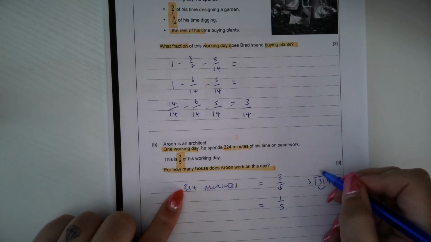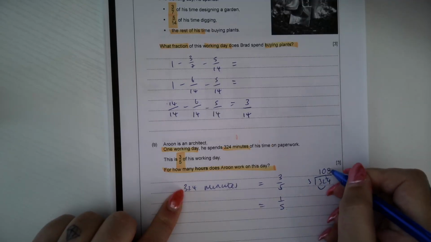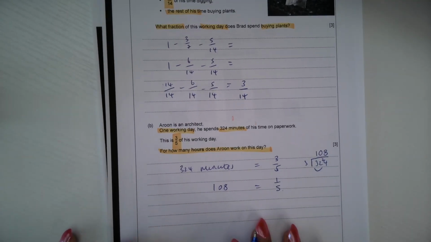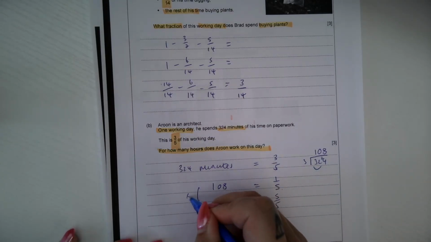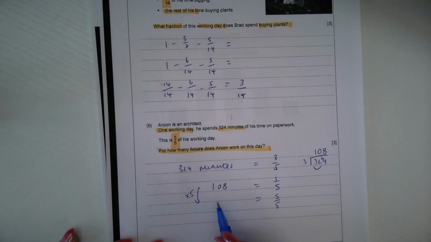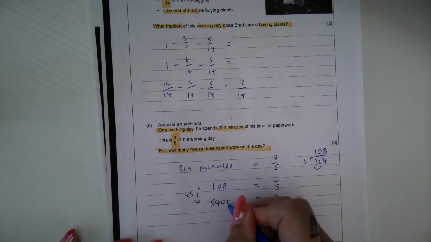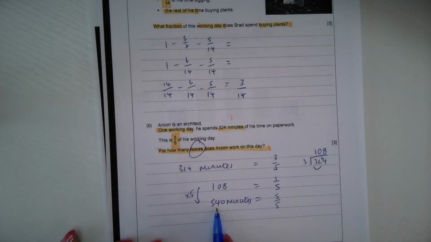3's into 32 is 10, remainder 2. 3's into 24 is 8. So 1/5 of his day is 108 minutes. So I want to find out how many hours he works on that day. So I want 5/5. So I'm going to multiply that by 5. So 100 times 5 is 500. 8 times 5 is 40. So it's 540 minutes. We want hours, guys. So I'm going to do 540 divided by 60.